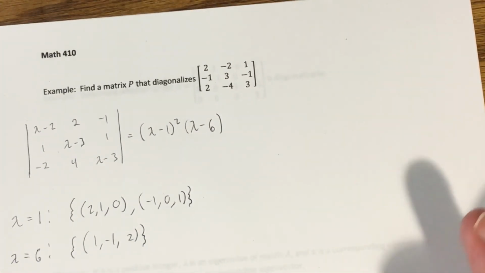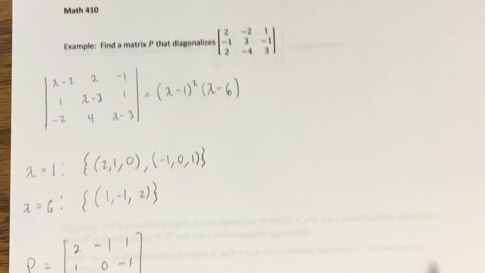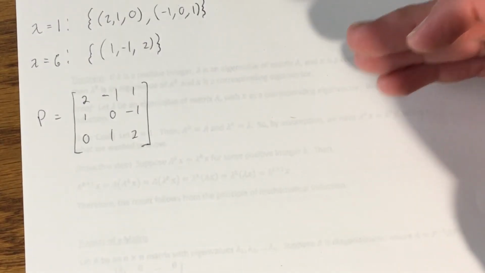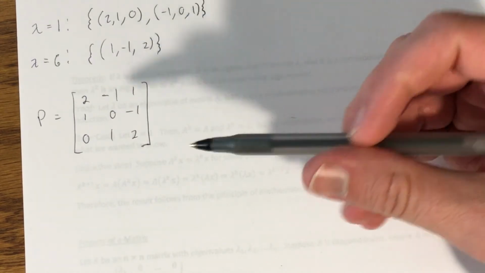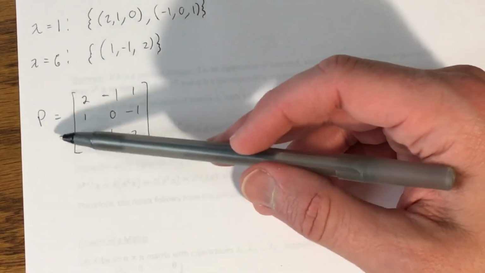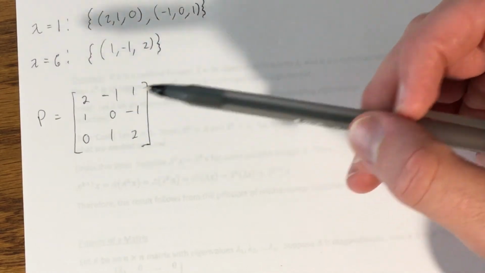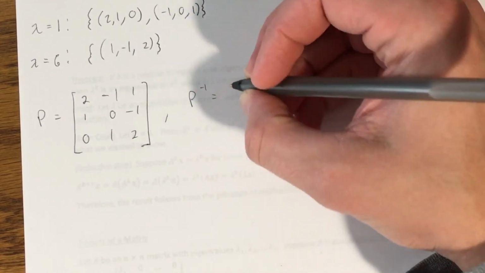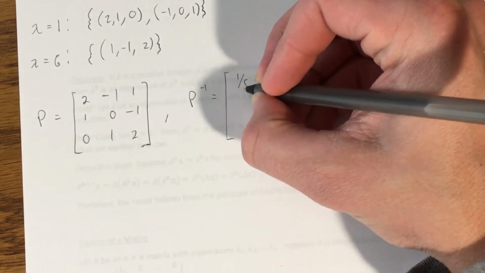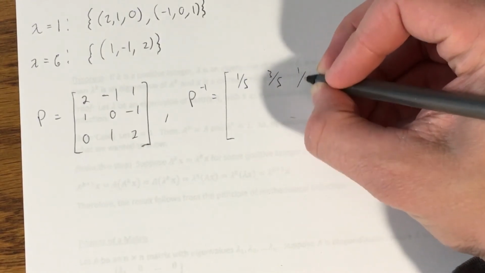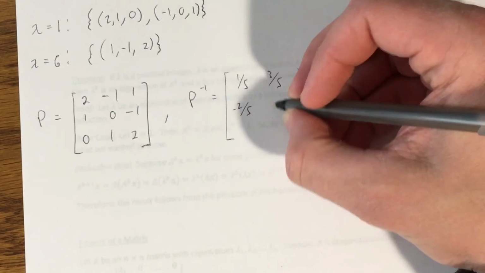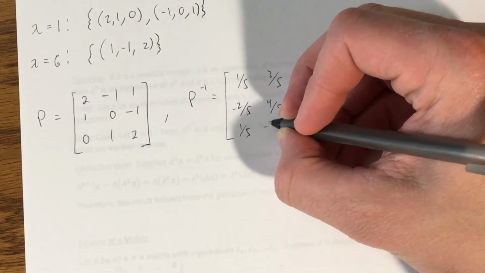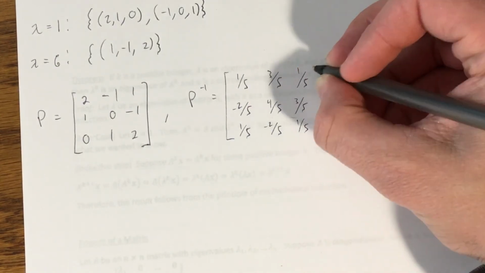So technically we're done here, but if we wanted to go the full length of representing A as P times the diagonal matrix times P inverse, I would need to also find P inverse, which, remember, you can do with the inversion algorithm, that application of Gauss-Jordan that we talked about in chapter 1. If I were to do that, I'm going to find that P inverse for this example comes out to 1/5, 3/5, 1/5, negative 2/5, 4/5, 3/5, 1/5, negative 2/5, 1/5.